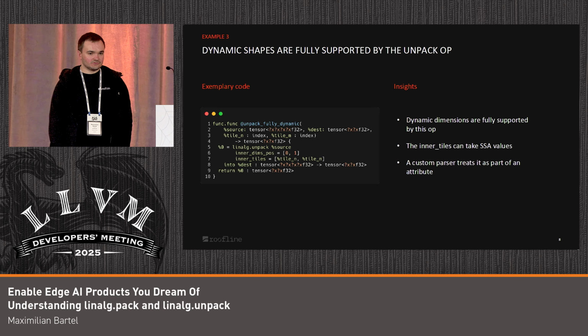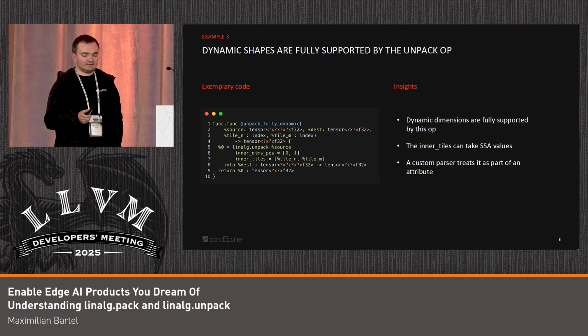Those ops also support dynamic shapes end-to-end. So here's an unpack op. The input is dynamic, but 4-dimensional. The output is dynamic. And now the inner tiles have arguments for tile n and tile m. It looks like it's part of the attribute. It's not, it's just pretty printing. It's an argument to the operation.